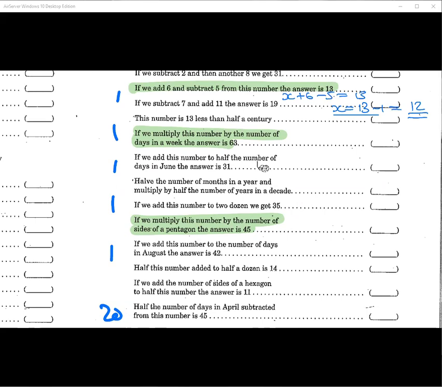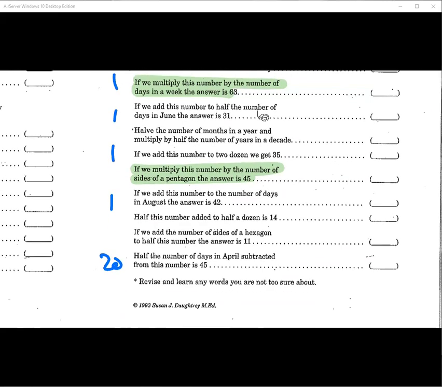Did you get 12, Sarah? Yes. Excellent. Well done. MashaAllah, she's good. Okay, next question. If you multiply this number by the number of days in the week, the answer is 63.